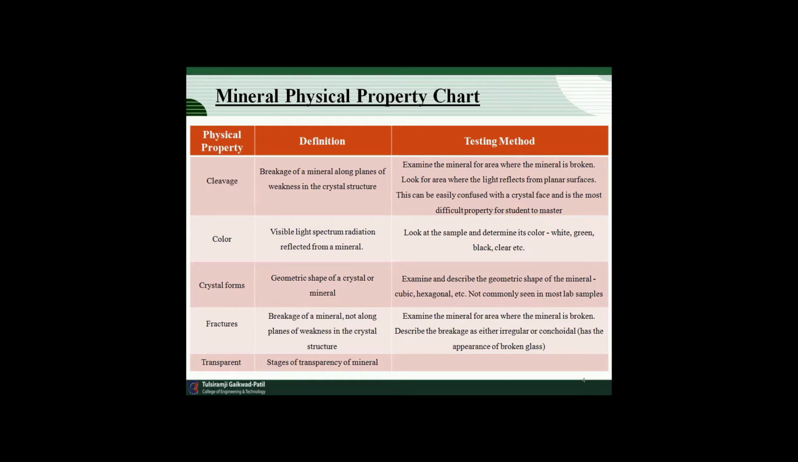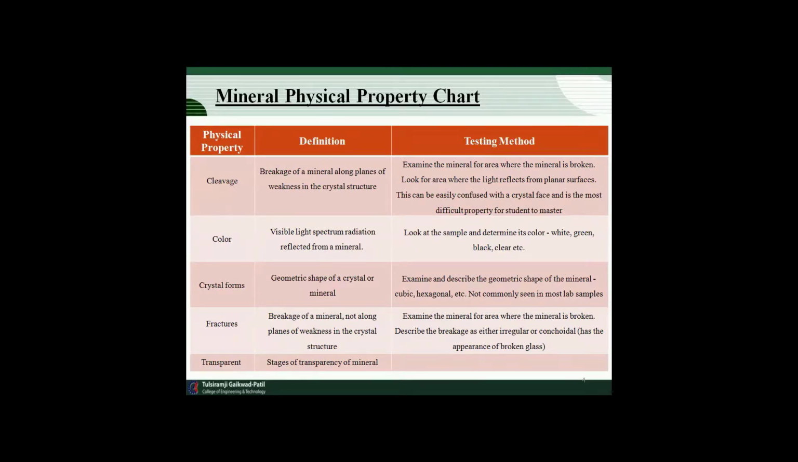So the first physical property is cleavage. It is defined as the breakage of a mineral along planes of weakness in the crystal structure. For the testing method, we will have to examine the mineral for areas where the mineral is broken. We have to look for areas where the light reflects from planar surfaces. This can be easily confused with a crystal face and is the most difficult property for the students to master.